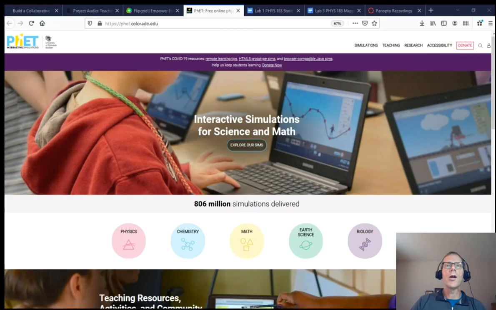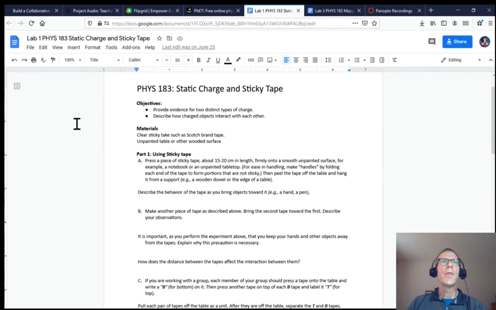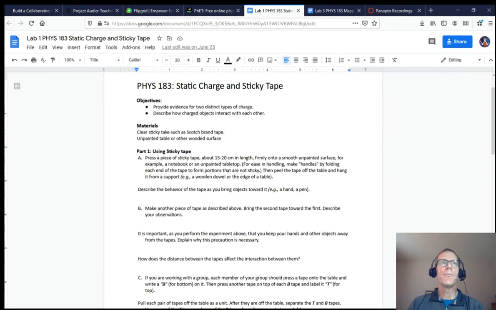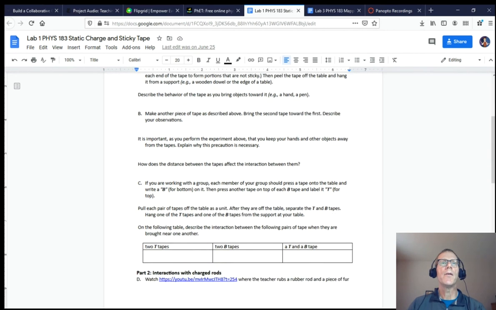So I'm going to just share a couple assignments here with you. And again, you could be watching this on your phone, and if that's the case, this print is super duper tiny. But if you look at this, I've got objectives, materials. This one is fairly prescriptive.